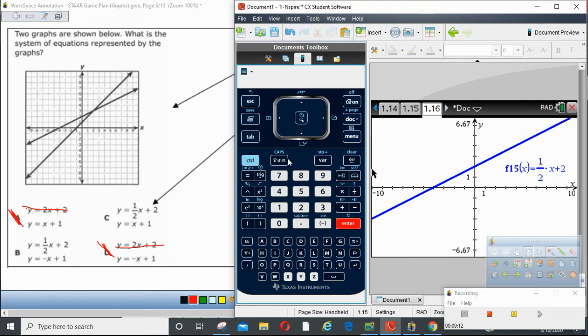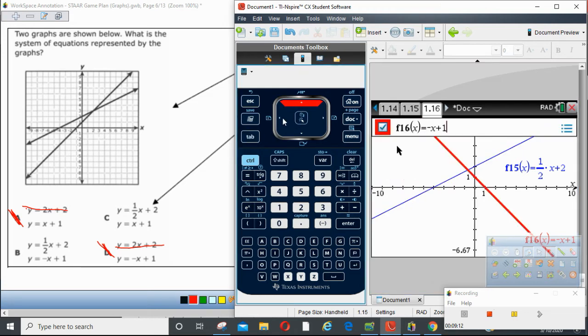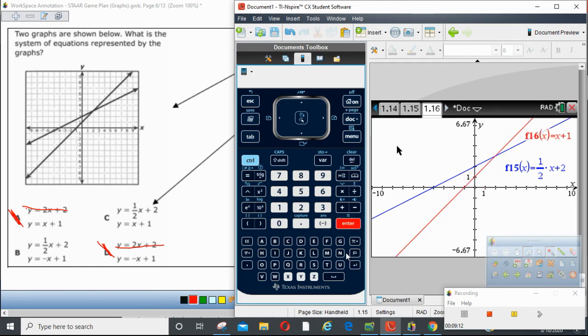All right, so let's type in the second one. So we're going to hit tab, -x plus 1, hit enter. All right, so this is going the wrong direction. Both of these should be going upwards. This is going down, so that's not it. So let's see if we can change this to C, which means we're just going to get rid of that negative right there. So we're going to hit tab, go up, and then delete that, hit enter. And okay, so that right there looks almost exactly like the picture.